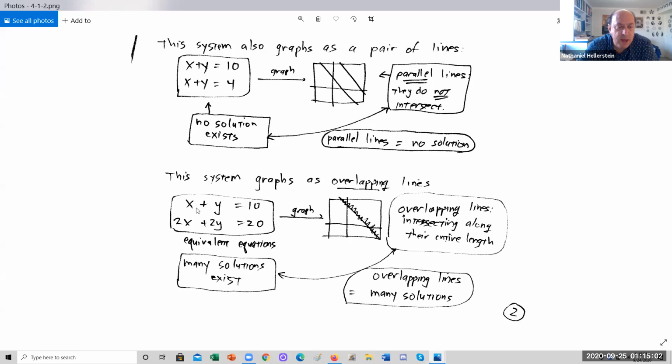Here we have the system x plus y equals 10 and 2x plus 2y equals 20. These are equivalent equations, so they graph as the same line, overlapping lines. You can say they intersect along their entire length. Since there are 2 variables but only 1 equation's worth of information, there's not enough information to determine x and y. So many solutions exist. That's what overlapping lines mean, many solutions.